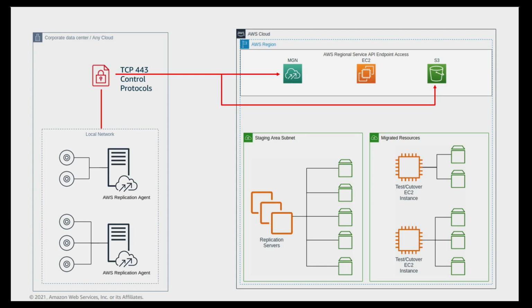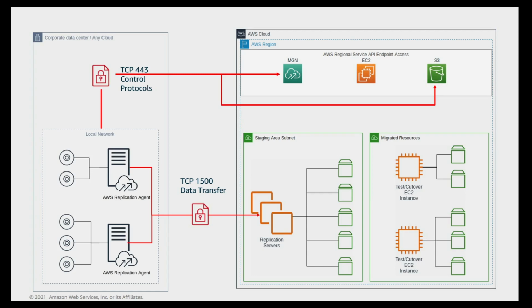Number 2. Connectivity between the source servers and the staging area subnet. The AWS replication agent sends data directly from the source servers to the replication servers on port 1500. Therefore, connectivity must be allowed over port 1500 for continuous data replication. Number 3. Connectivity out of the staging area.